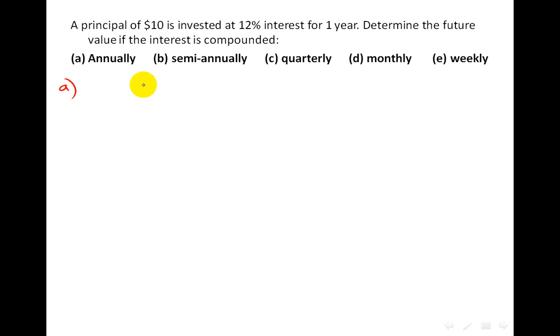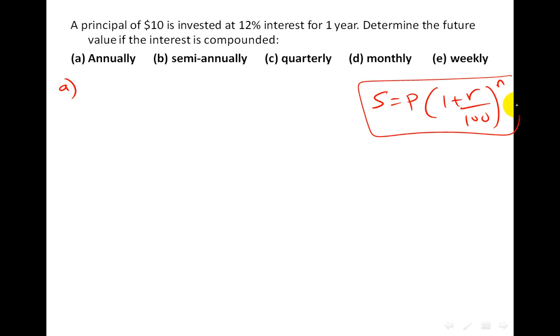Of course, you're going to use the same formula, which is S equals P into 1 plus R over 100 to the power of N. This is our formula. So let's see how to solve the first question. My principal is $10. My rate is 12%. And the time is just 1 year.